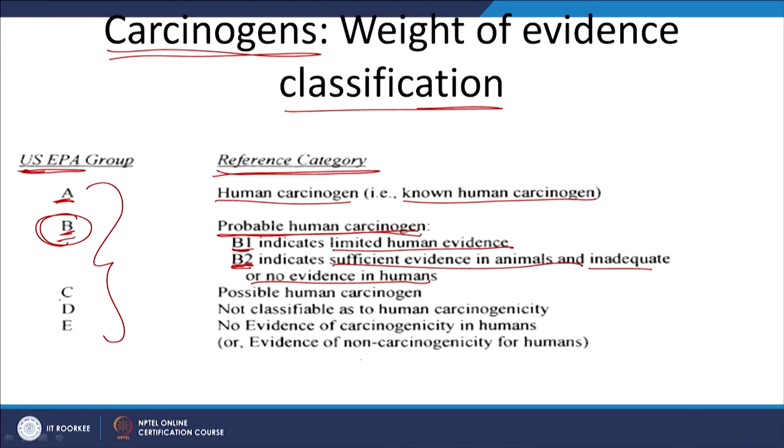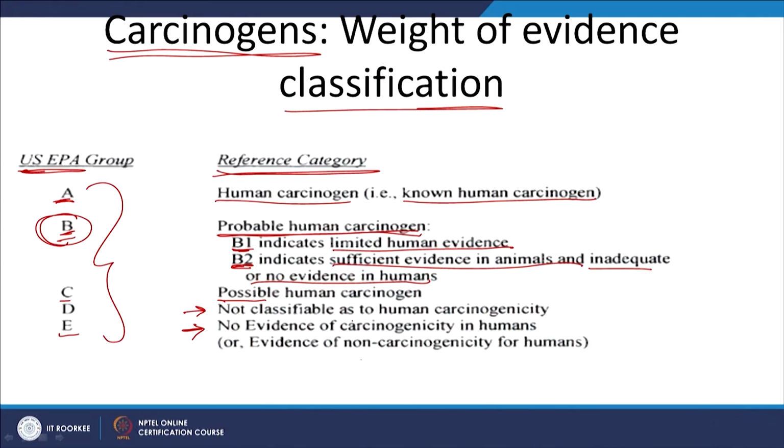in the animals, but no studies might have been conducted, right, or studies might have been conducted and there is no evidence, let us say, that the relevant compound has caused cancer in humans yet, right. So, that is B, and then C, possible human carcinogen, D, not classifiable as to human carcinogenicity, and E, no evidence, as in after testing there is no evidence of carcinogenicity in humans, right. So, different classes, again this is something we need to be aware of.